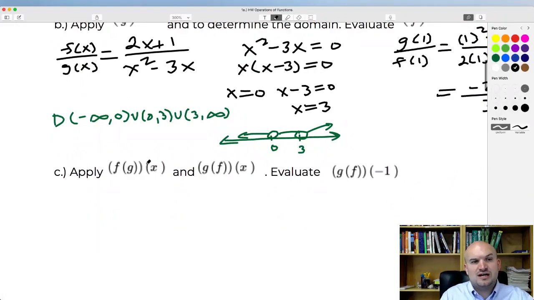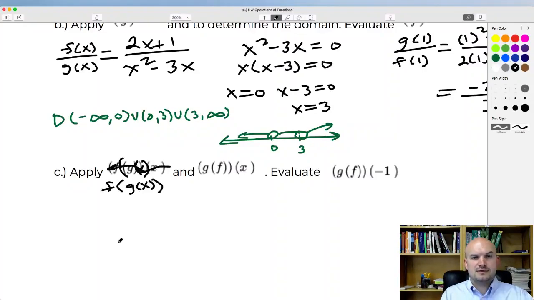So f of g of x, I think I wrote that wrong, I did. That should have a second parentheses. Oh, I messed that up. It should look like this: f of g of x. There you go, that's how it's supposed to look. This is supposed to be g of f of x. And that's wrong too. g of f of negative 1.